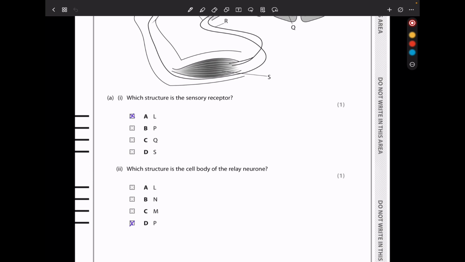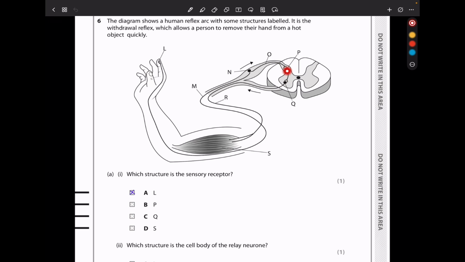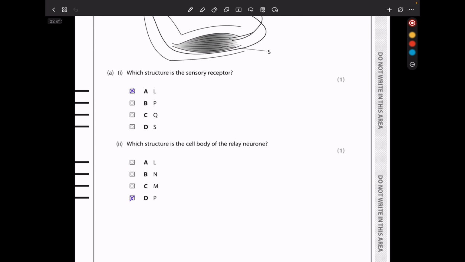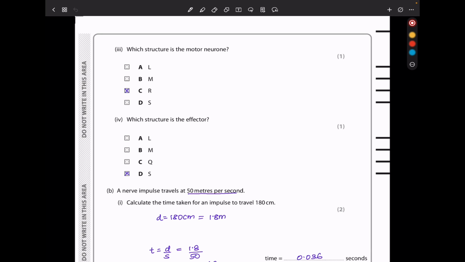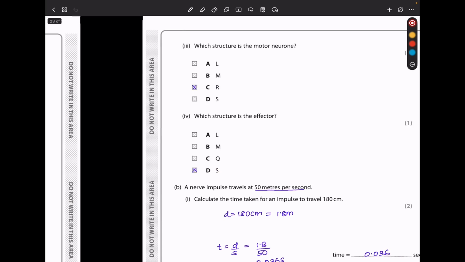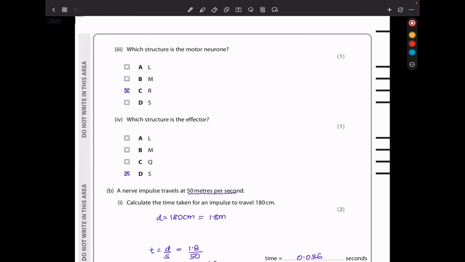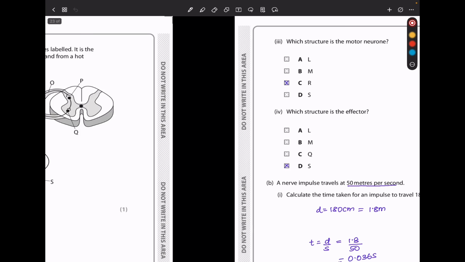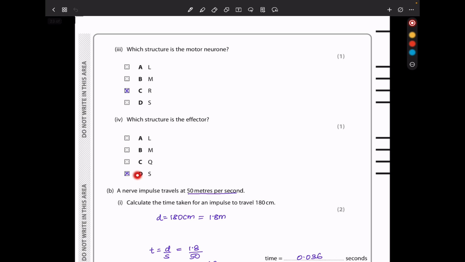And then in part B, they say which structure is the cell body of the relay neuron? The relay neuron is here and the cell body is going to be structure P, so the answer is going to be D. The next they say which structure is the motor neuron? The motor neuron is going to be structure R, connecting to the muscle, so the answer is C. And which structure is the effector? The effector is the muscle, is going to be structure S, so the answer here is a D.